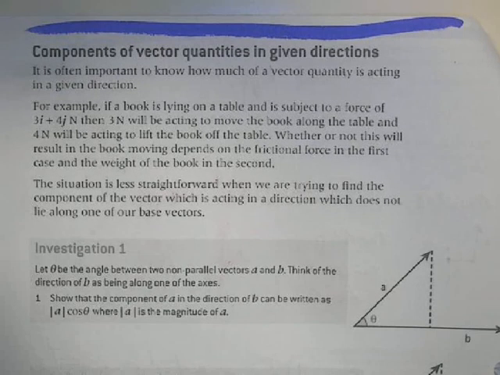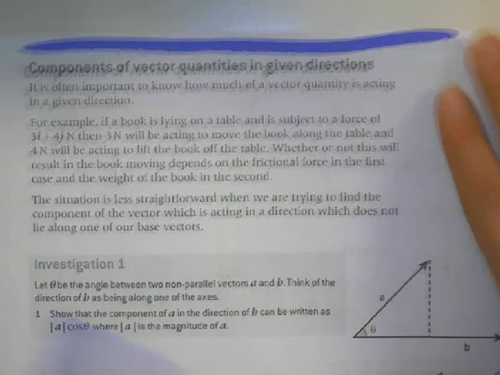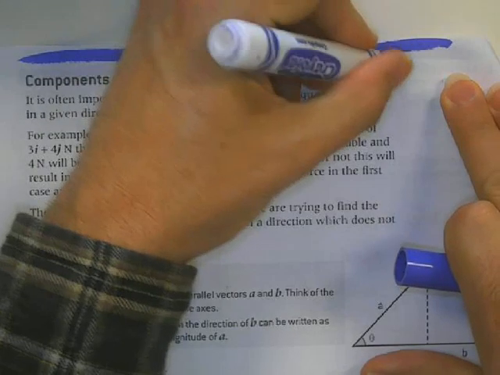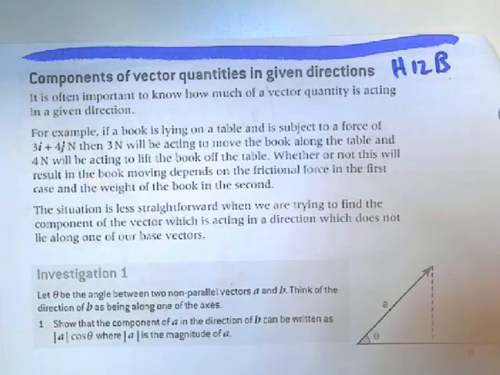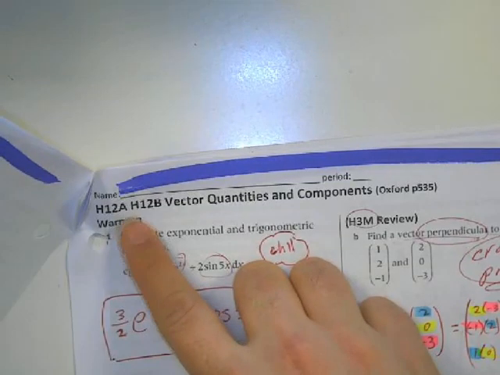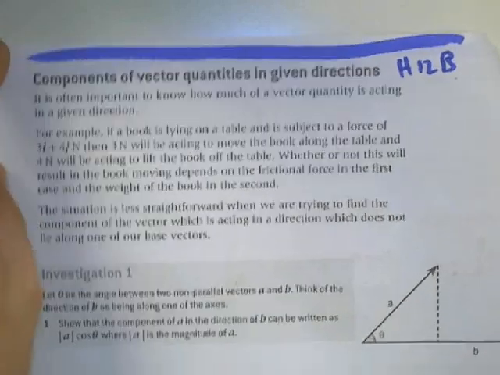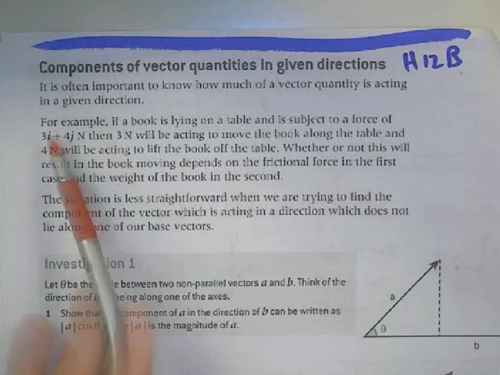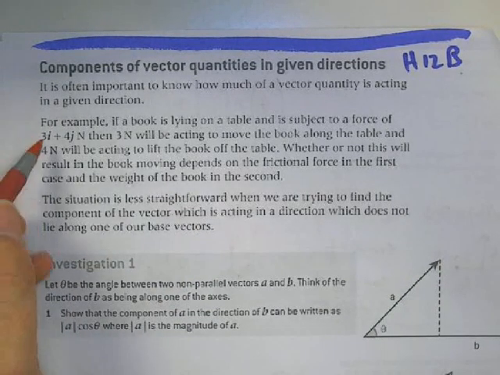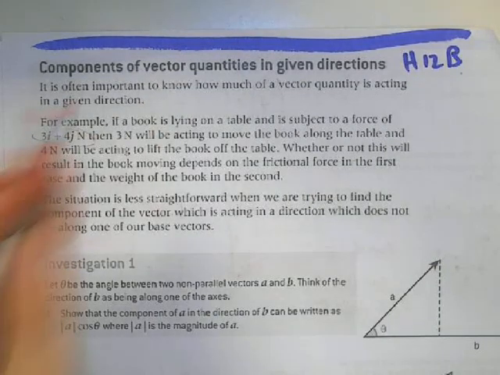Okay, we're going to finish this handout. This is H12B, the continuation of this handout, H12A. Okay, so H12B, you could read this. It gives an example of when we use components of vector quantities.